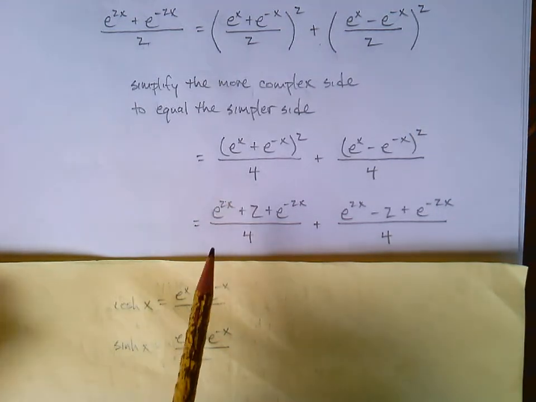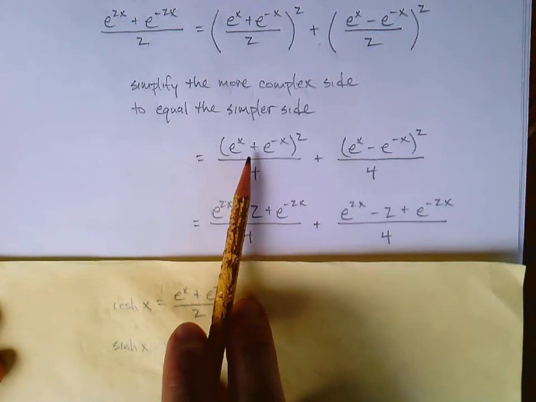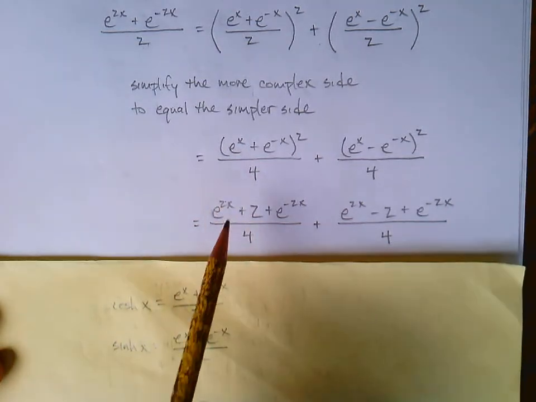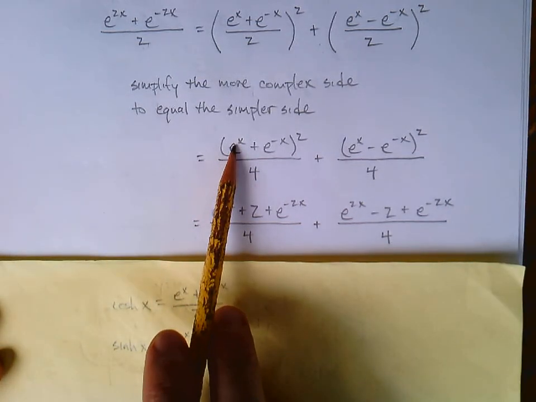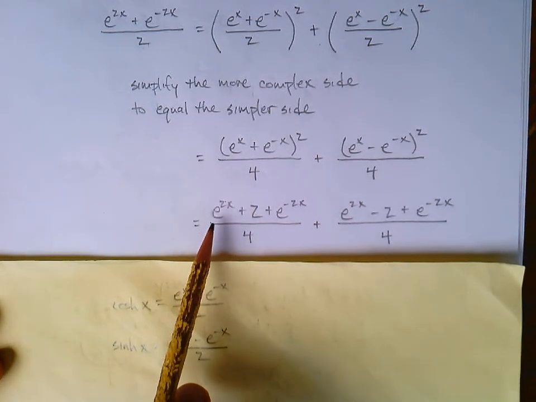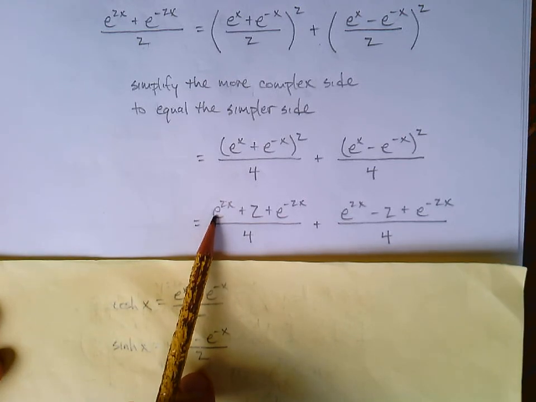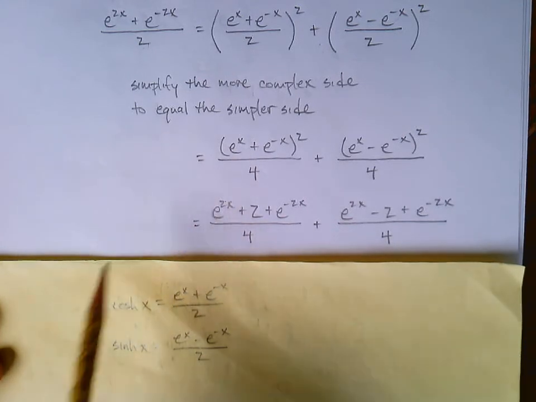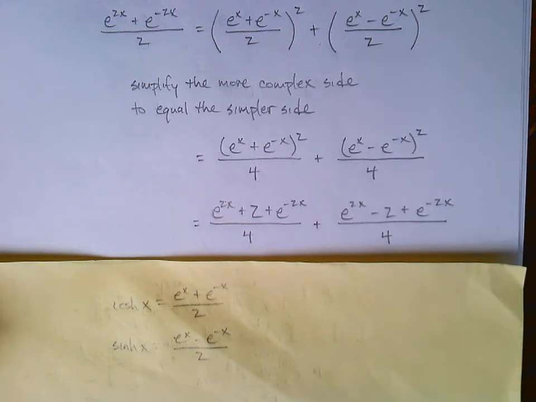Let's look at this first numerator. What happened? Okay, so we're going to FOIL here, right? So I'd say e to the x times e to the x, and that would be e to the 2x, right? Because you add the exponents. e to the x times e to the x is e to the 2x.